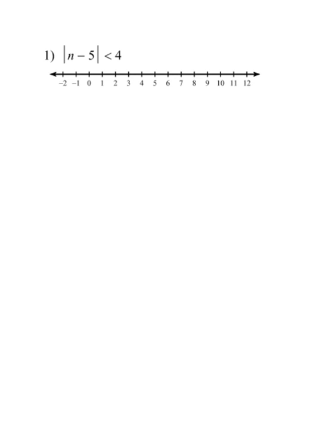I'm going to write down the problem. We have the absolute value of n minus 5 is less than 4. If you recall, when you solve an absolute value problem, there are two cases. The first case is just to pretend that the absolute value is not even there. So I write down n minus 5 is less than 4.